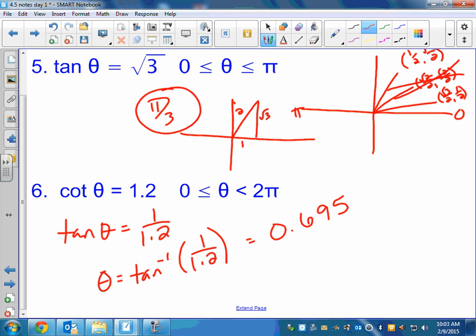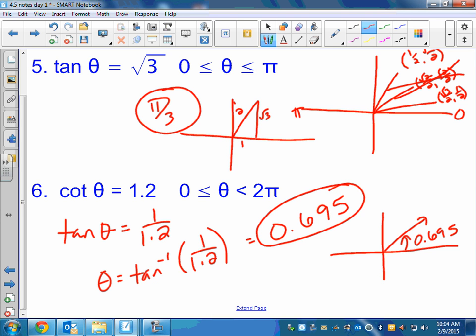What two quadrants is cotangent going to be positive in? First and third. Which answer did the calculator give me? First. And if I wasn't sure, I could figure out where that is. That's definitely less than pi halves. That means somewhere up here in quadrant 1, there's an angle of 0.695. And this is where you got to think about reference angles and which quadrants to go to. So your calculator gives you one answer, your brain has to give you the other one. I know cotangent is also positive down here.